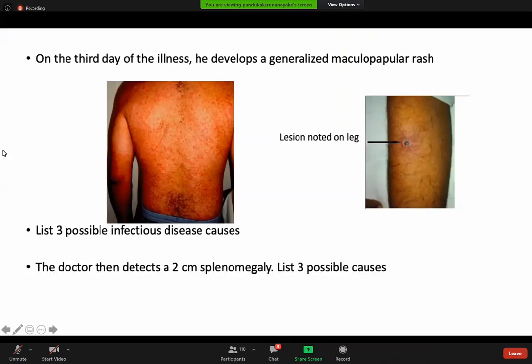The doctor then detects a 2 cm splenomegaly, list three possible causes. Do you want to go ahead and list three possible causes out of our original initial differential diagnosis? Again, we'll ignore the leg lesion for the time being. We'll just focus on the fever, day three, the rash, the lymph nodes, and the red eyes. Typhus, okay, because typhus does cause enlargement of the spleen and the liver. Any other cause?